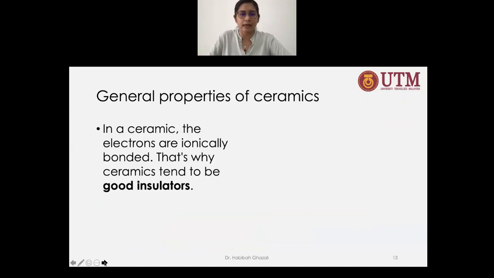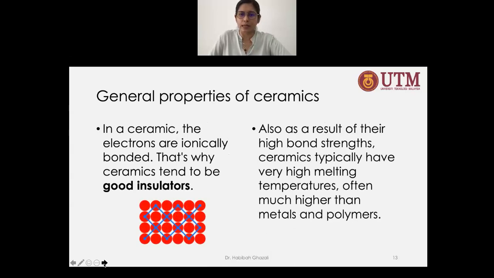Another general property of ceramic materials is that they are very good insulators because of the ionic bonding. There's no free electron, which makes the materials good insulators. Also, as a result of the high bond strength, ceramic materials have a very high melting temperature, often much higher than metal and polymer. For any heat to overcome this ionic bonding, we need a very, very high temperature to break the bonding.